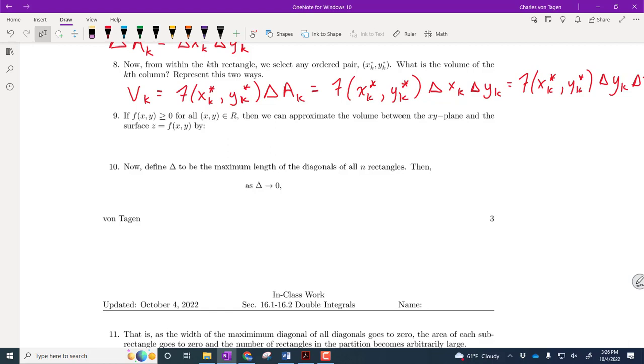Okay. So then what we're saying is that the volume of the total region is approximately the sum from k equals 1 to n of each of these, f of x_k star, y_k star, delta A sub k. And we'll just write it that one way.